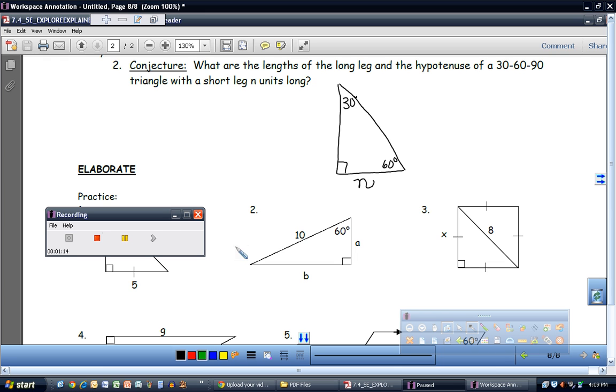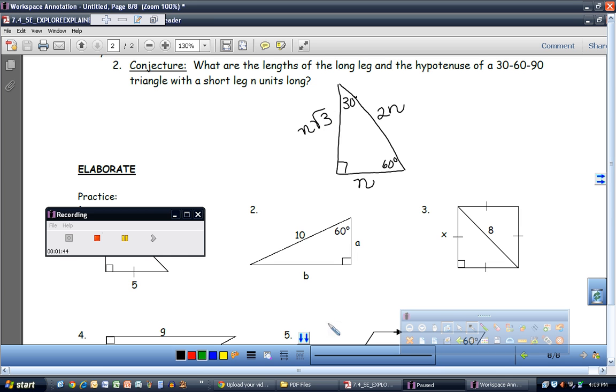Okay, you should have your data and you should be checking your conjecture. It said: what are the lengths of the long leg and the hypotenuse of a 30, 60, 90 triangle with a short leg of n units long? You should know that the short leg goes across from the 30-degree angle because it's the smallest angle. And what you should have discovered is that the hypotenuse is going to be 2 times the short leg, and the long leg is going to be whatever the short leg is times the square root of 3.